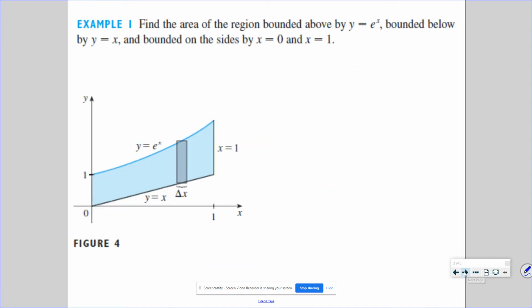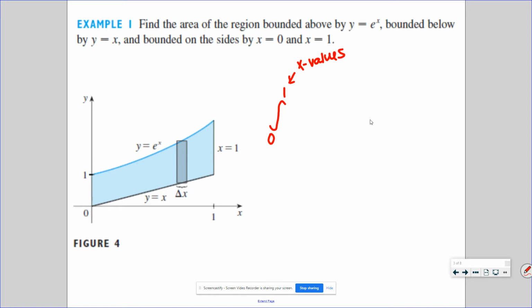Let's take a look at what an example might look like. Find the area of the region bounded above by y equals e to the x, that's the top curve, and below by y equals x, that's the bottom curve, and bounded on the sides by x equals 0 and x equals 1. When you set up your area expression, remember the interval values represent where you begin and end on the x-axis. So these are x values, 0 and 1. Maybe make a little note of that.